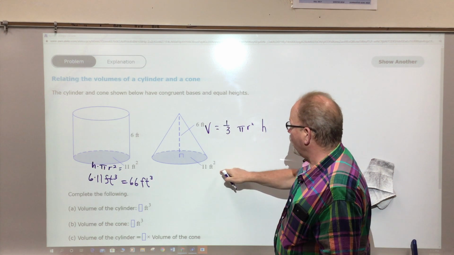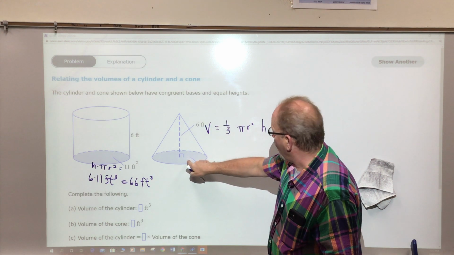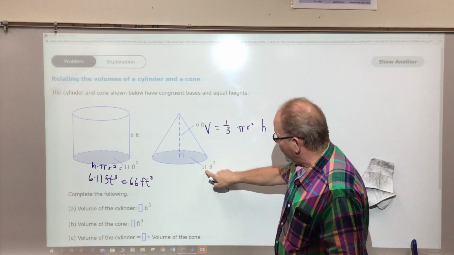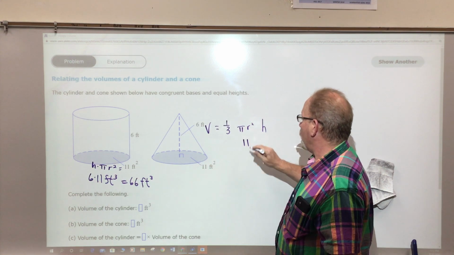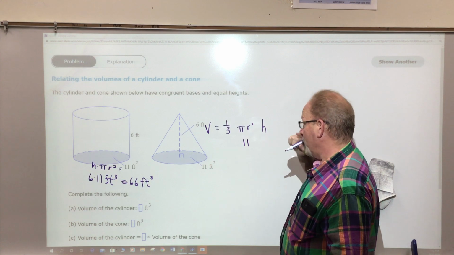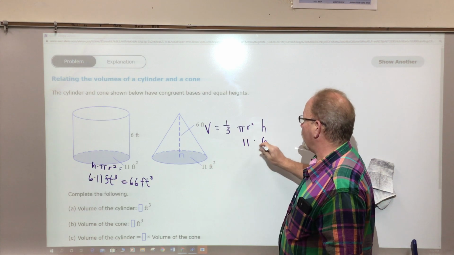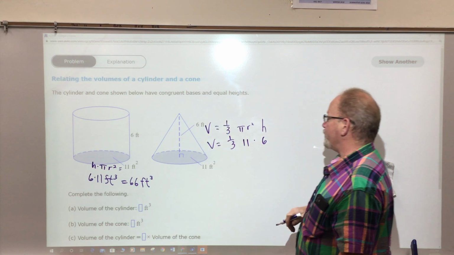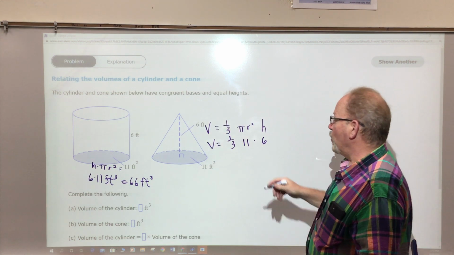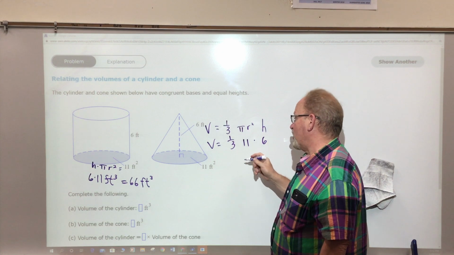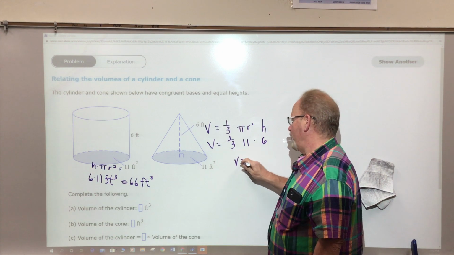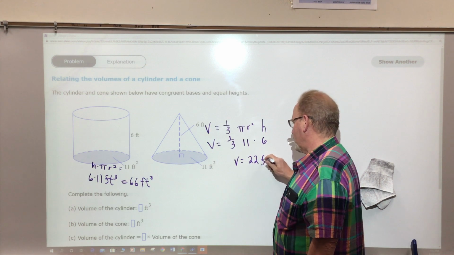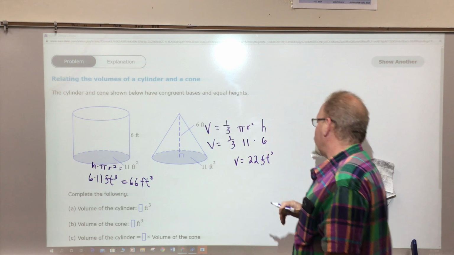Now they told us what pi r squared is. Pi r squared is 11 feet squared, 11 square feet. They told us what h is, and we have to do times 1/3. So 1/3 of 66. The volume here is 22 feet cubed.